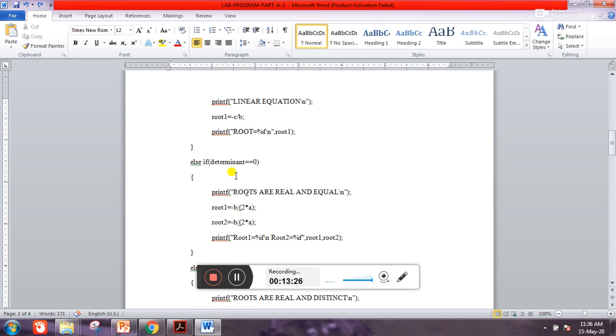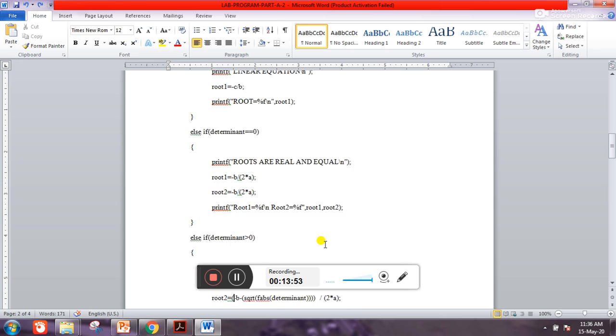So first, in else if, the determinant is equal to 0. Determinant value equal to 0 means the roots are equal. To find the equal roots, we already know the formula: minus b divided by 2 into a. So printf roots are real and equal. Root 1 is equal to minus b divided by 2 into a, and root 2 is equal to minus b divided by 2 into a. First you find these two values, and then printf root 1 is equal to percentage f slash n, root 2 is equal to percentage f slash n, so root 1 comma root 2.